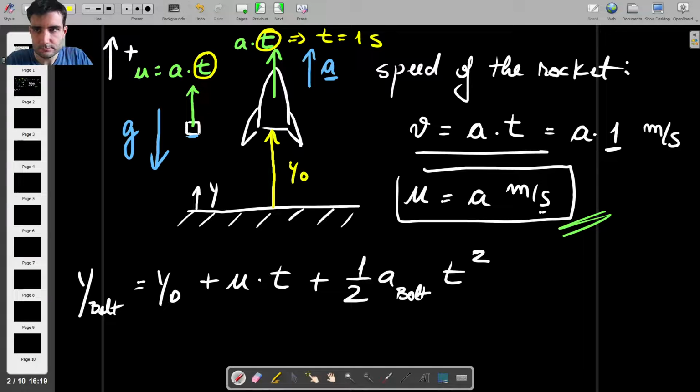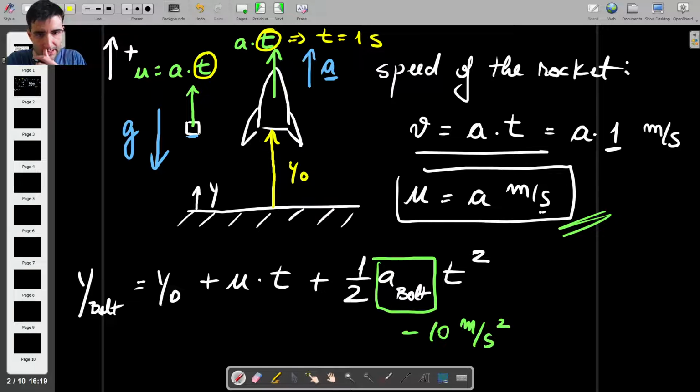So we know that the acceleration of the bolt after it detaches from the rocket is actually minus 10 meters per second squared. And we also know that u is actually the same as a. And we have a few more things here that we have to be aware of. The first one is the value of the initial height, y0. And we can find an expression for that as well, because that's the height that the rocket climbs in 1 second. Okay, and we can find that quite easily.